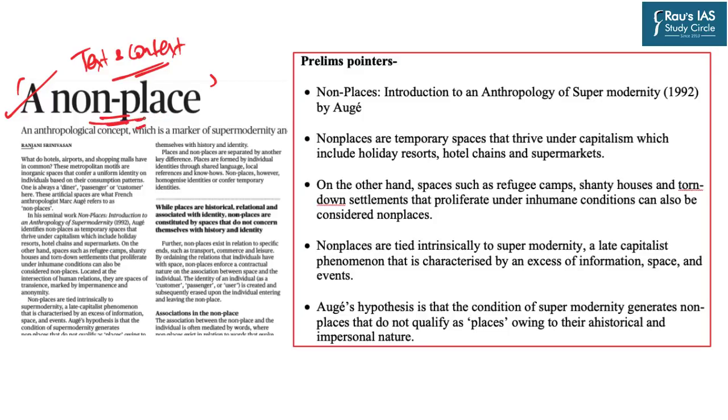This term was introduced in a book, Non-Places: Introduction to an Anthropology of Supermodernity by Augé. According to him, non-places are temporary spaces that thrive under capitalism, which include holiday resorts, hotel chains, and supermarkets. To better understand this specific term, let us see what places are.